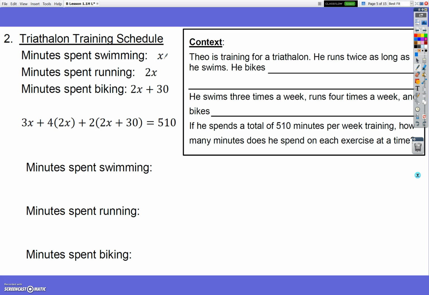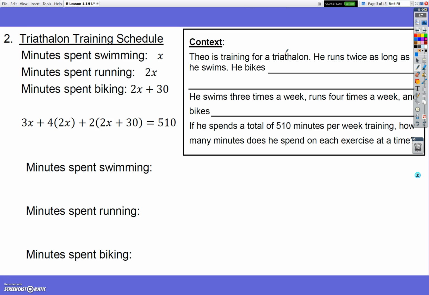Now the minutes spent running is twice the amount he swims, so he runs twice as long. Now biking, he spends the most time. Whatever he spends swimming, it's 30 minutes more than twice that. Okay? So let's look at this together, and then we'll look at this equation and what it means.